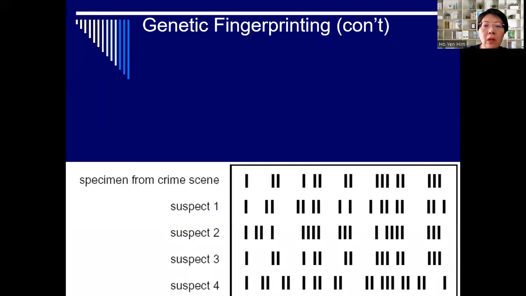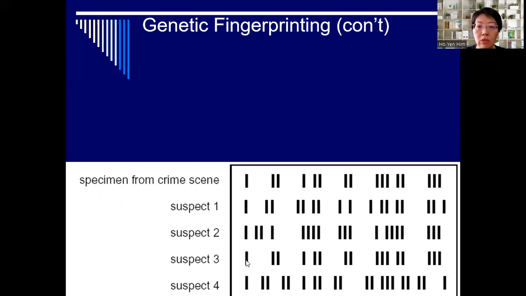So this is an example of a genetic fingerprint. We have a specimen from the crime scene, and we have 4 suspects whose blood samples we obtained, and we ran gel electrophoresis to get their genetic fingerprints. Based on this data, can you tell me which suspect was present at the crime scene? Jingyi? Suspect 3. Suspect 3, correct or not?